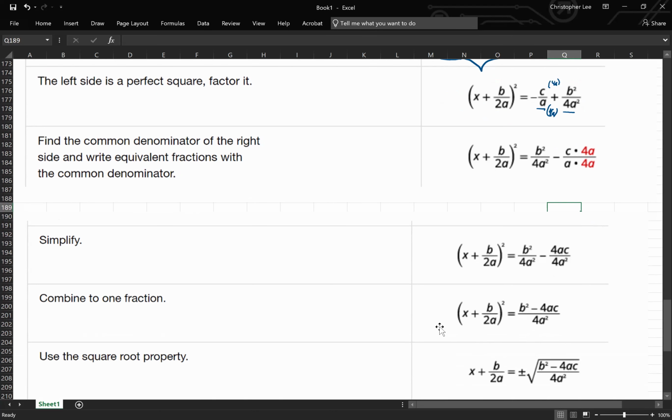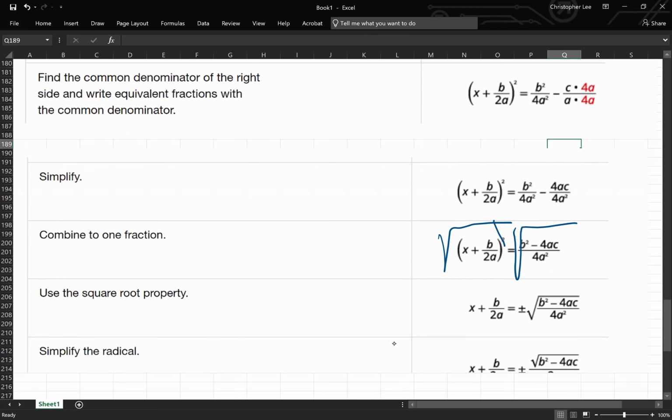But how do we get rid of the square? We square root this, right? Get rid of the square. But what we do to one side, we have to do to the other. All right. So now we have x plus b over 2a is equal to plus or minus the square root of b squared minus 4ac all divided by 4a squared.